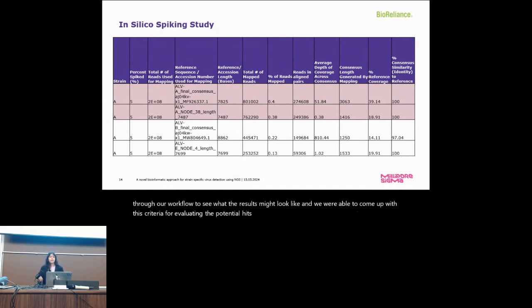So we looked at the percent of reads mapped and also the consensus length. For the percent of reads mapped, we looked at greater than 0.01%. And then we looked at consensus length greater than 1,000. I highlighted the 2 greatest hits, and you can see from the reference sequence column that they do match with ALVA, which was what was expected because that is what we spiked in. And then the other potential hits are likely just due to homology.